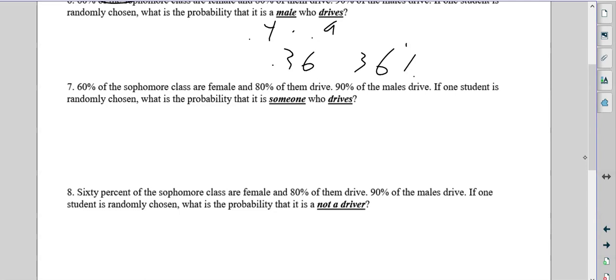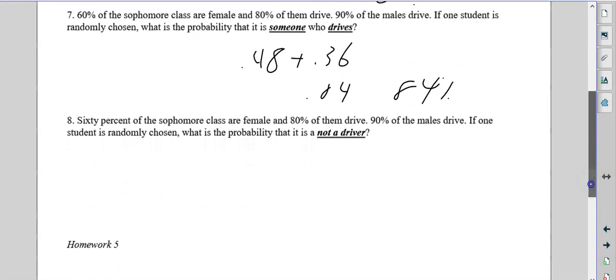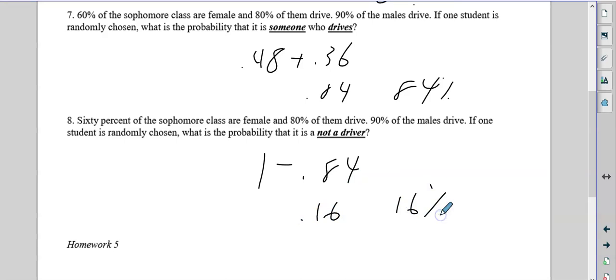All right, same numbers again. What is the probability that it is someone who drives? Well, we're just going to take the two previous numbers, because we know 0.48 is the female drivers plus 0.36, which is the male drivers. So 0.84, 84% would be someone who drives if randomly chosen. And then what's the probability of not being a driver? Well, that's just simply 1 minus 0.84, because 84% is the drivers, so 0.16 or 16% will be the probability of pulling a non-driver. And that's it.